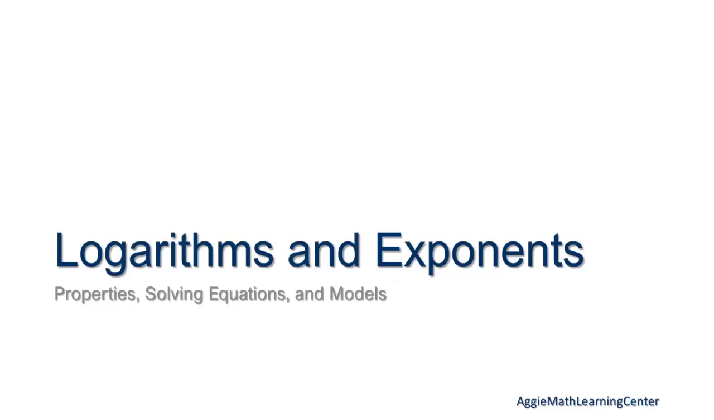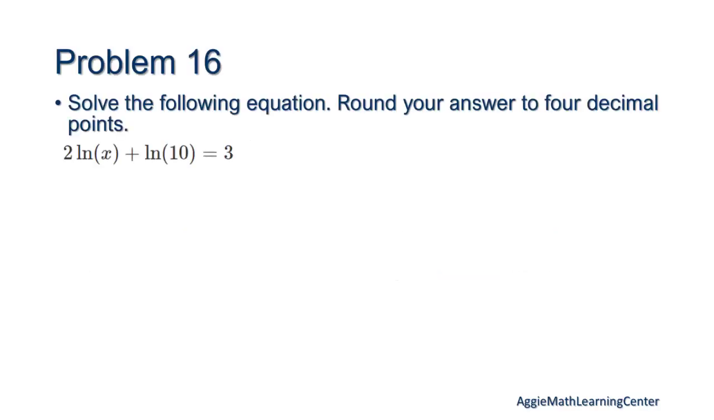And I believe this is the final section that is on the test, on logarithms and exponents. You'll be given some equation like this, where you have 2 times ln of x plus ln 10 equals 3, and you're trying to solve for x. There are multiple ways to do this, but the easiest way, in my opinion, is to get everything that's in the natural logs together.